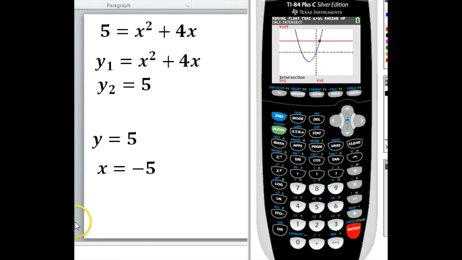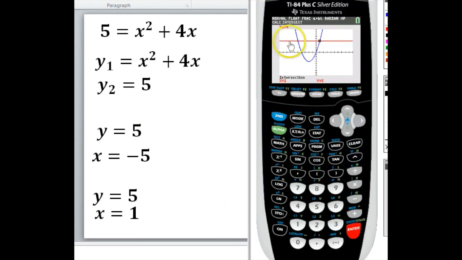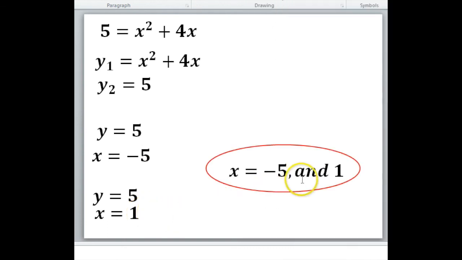Okay, so now we're going back over here. I've got x equals 1, y equals 5. Well, we knew that on this one, both of my y values were going to be 5. That's my red line here. That's my horizontal line. All of my y values on that one will be 5. So it really tells us what our x values are. My x values are -5 and +1. So my answer to this one is x equals -5 and +1. Again, I have two answers, x equals -5 and +1.